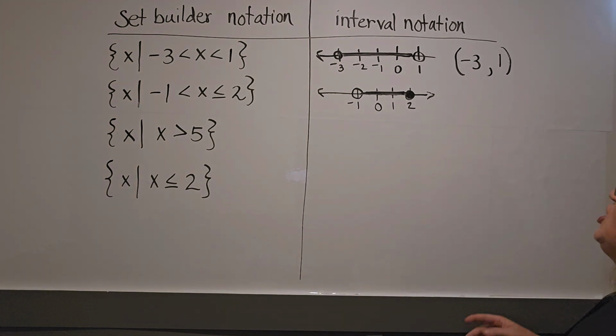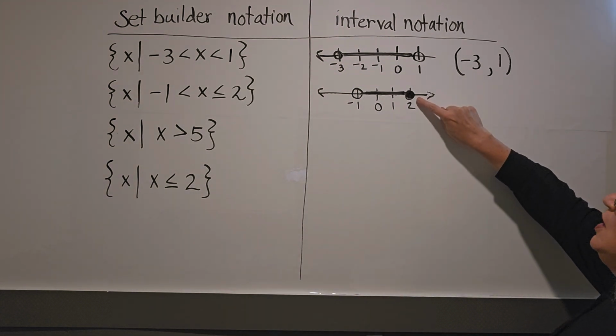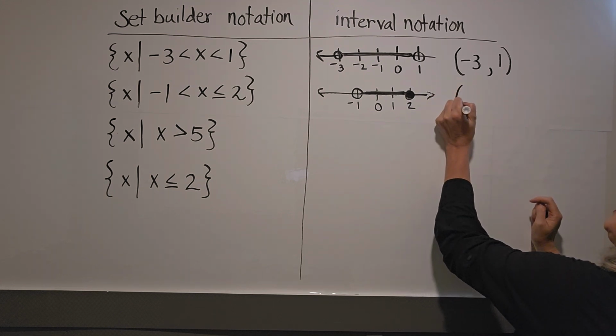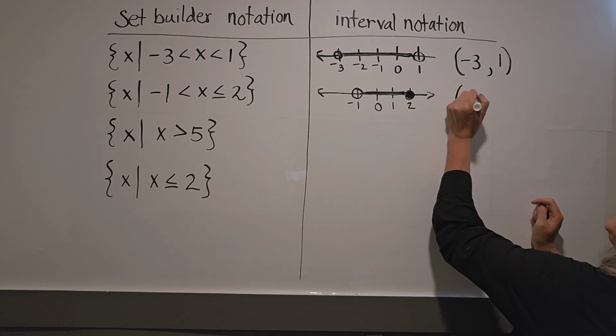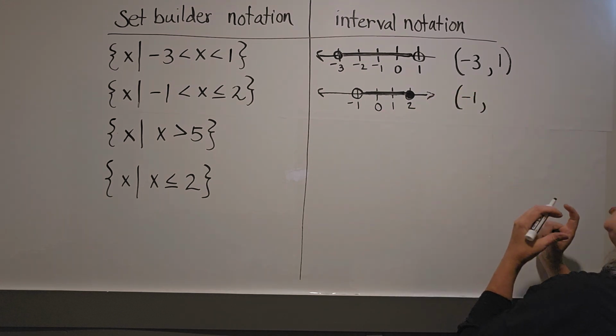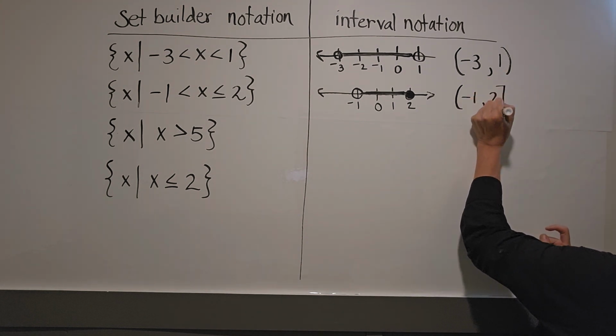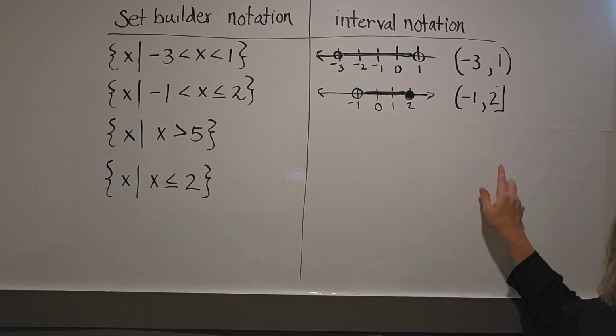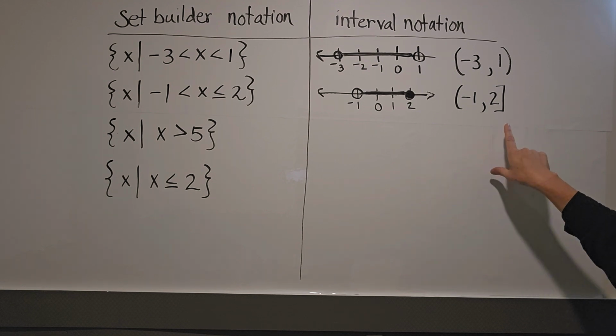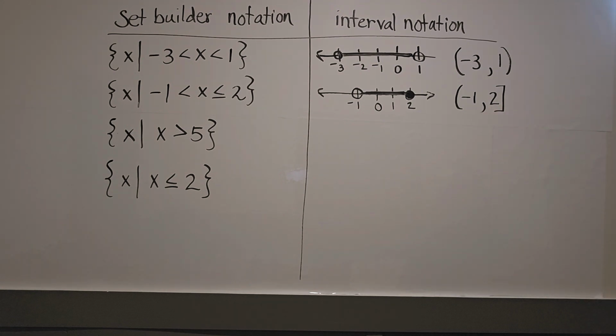So for interval notation, now we have a filled-in point. We want to show that x could equal 2. So we're going to use the open parenthesis for -1, but we're going to use the closed bracket for 2 to show that x could equal 2. It's squared-off brackets like this, to show that x could equal 2.